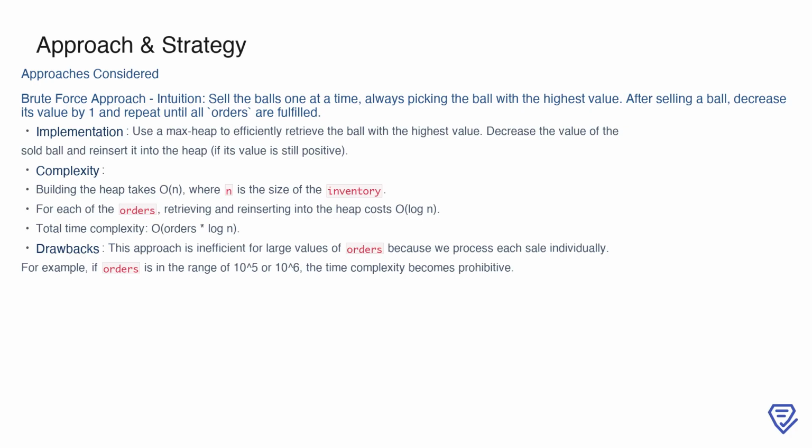Building the initial heap requires O(n) time, and for each of the orders, retrieving and reinserting into the heap takes O(log n). This means that the total time complexity becomes O(orders * log n). For very large values of orders, such as 10^5 or 10^6, this approach becomes computationally expensive and impractical. Therefore, we need a more efficient solution.